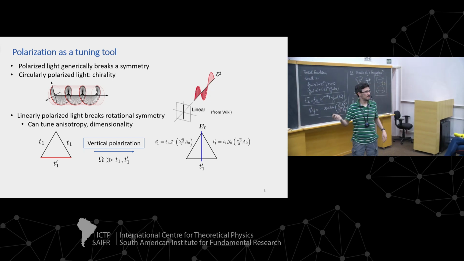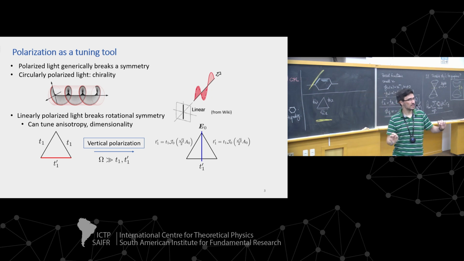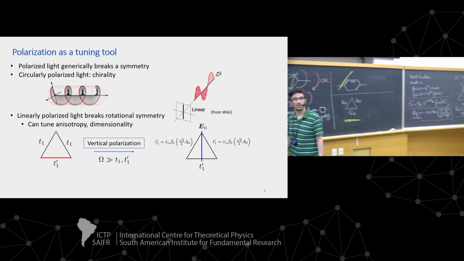Polarization is a tuning tool. Since we're discussing something along this direction, we have some drawings here. Polarized light generically breaks symmetry, so this is our good old circularly polarized light. It rotates. Linear polarization is like I drew here. But if you have the T1s and the T1 prime, you can do what Neto proposed, field along this direction, and you get these cosines here. So you're going to renormalize down T1 with this Bessel function, and now the three of them are equal. So it is an important tool to fix anisotropies. It may not be the easiest thing to do, but it's a possible thing to do.